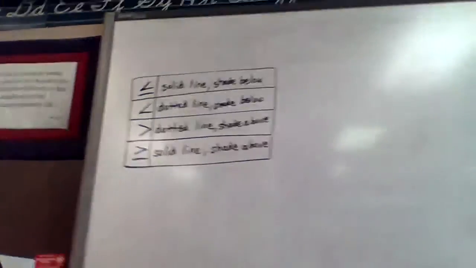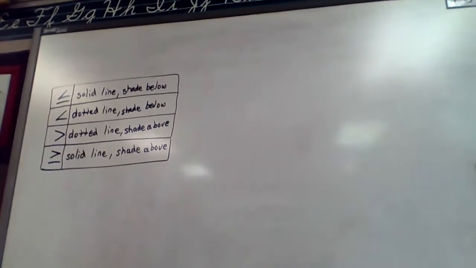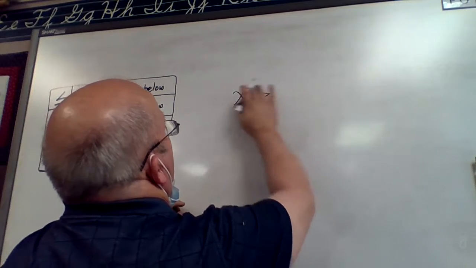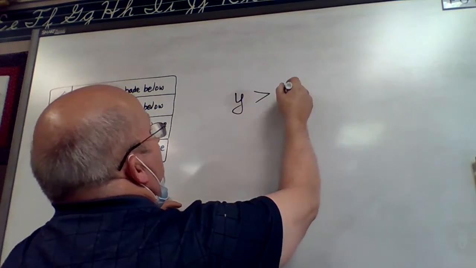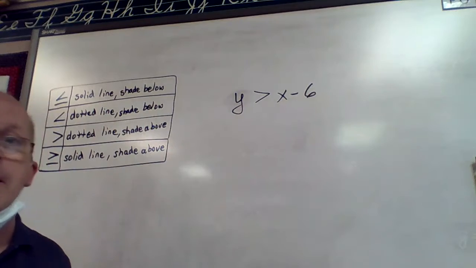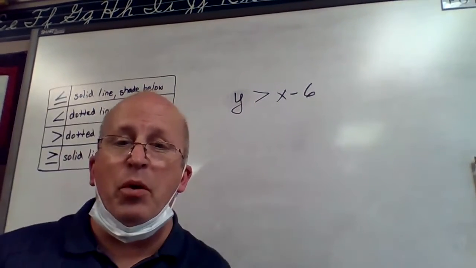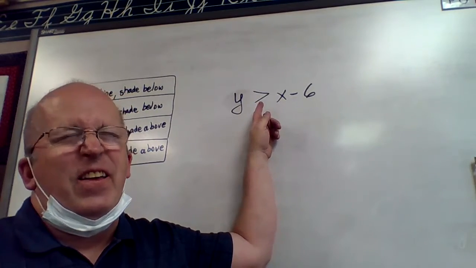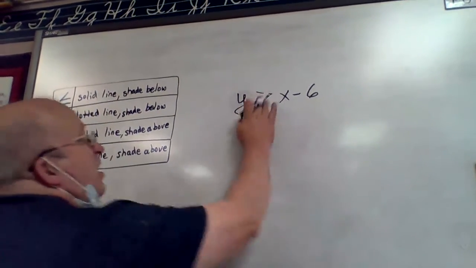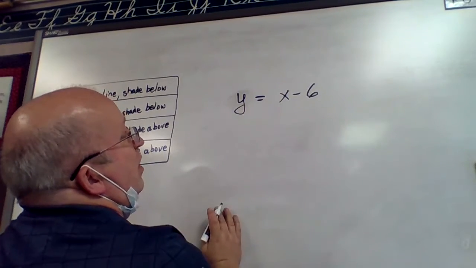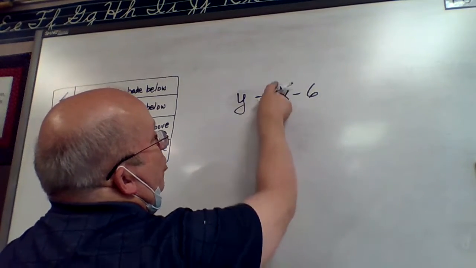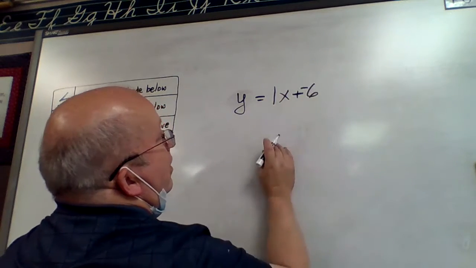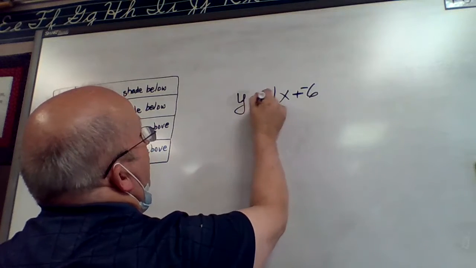Okay, now, how do we use this in a situation? Here's my first equation. Y is greater than x minus 6. First of all, temporarily, just imagine that's an equal sign, and imagine, is that in slope-intercept form if I made it an equal sign? And the answer is no. I do have a slope here of 1, but I need to change this to adding a negative 6. So that's the first thing I'm thinking about.